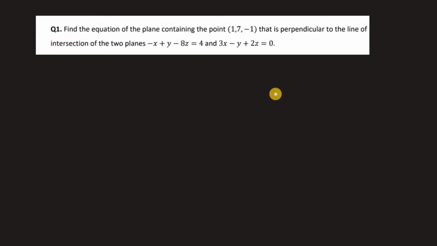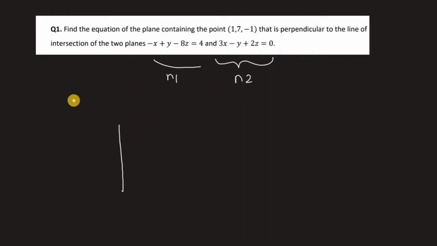Okay, so this is the first question that we have over here. It says find the equation of the plane containing the point that is perpendicular to the line of intersection of two planes. So we have equation number 1 and equation number 2 over here. This is the normal vector given to us for the first plane and the normal vector for the second plane. We need to find the directional vector in order to find the plane that is perpendicular to the intersection of these two planes. Okay, so let's go ahead and do that.